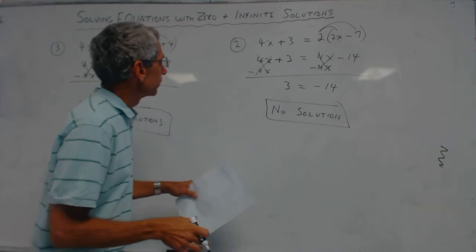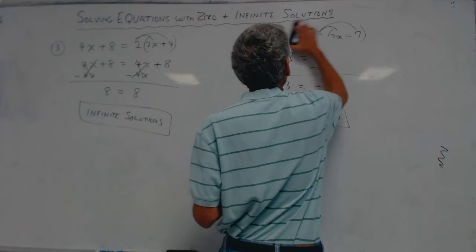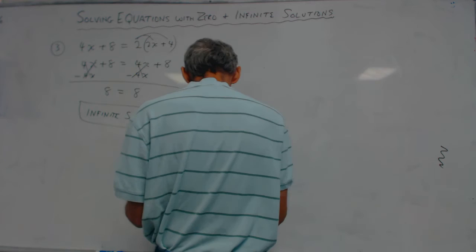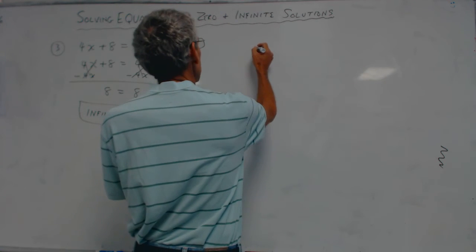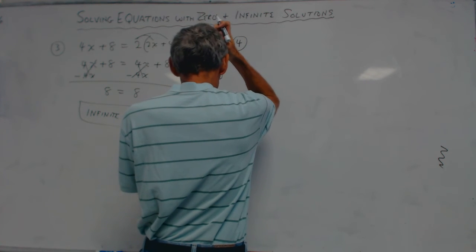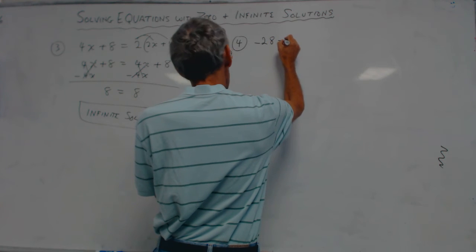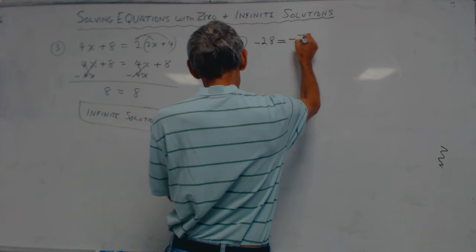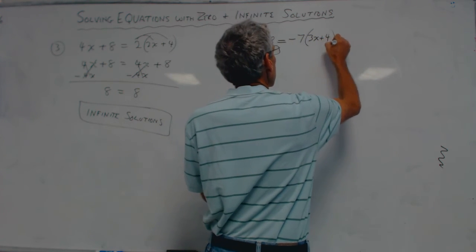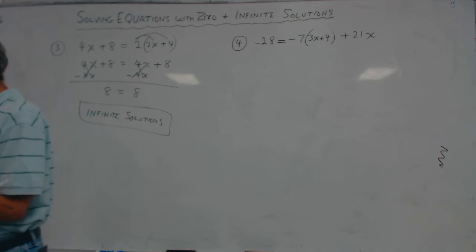So, alright, does that make sense? Let's do one more, sort of like that. How about this one? We'll make it harder. So we'll try negative 28 equals negative 7 times the quantity 3x plus 4, plus 21x. Oh, that looks scary, right?